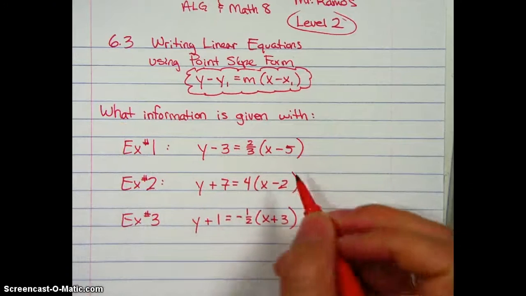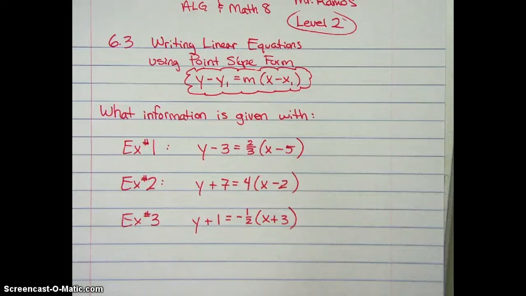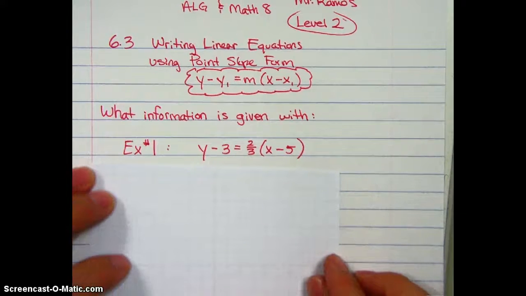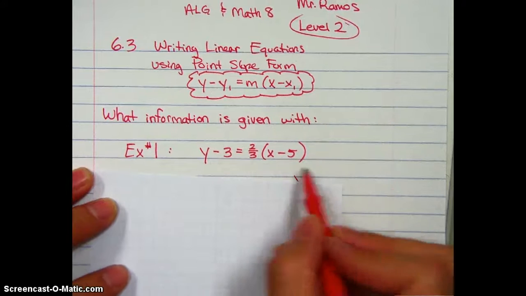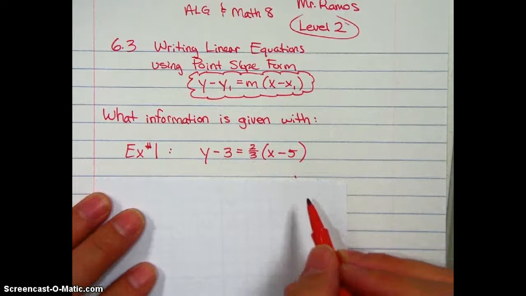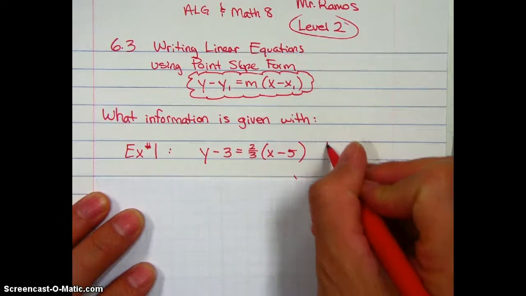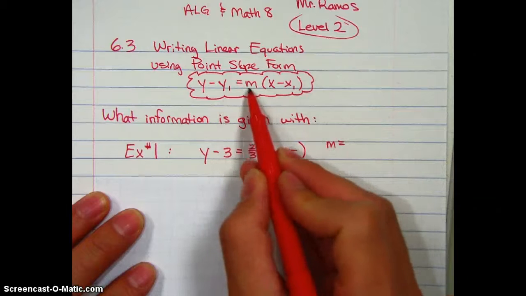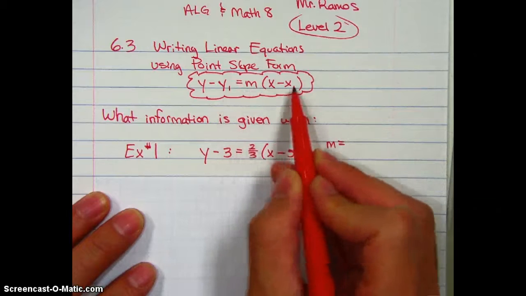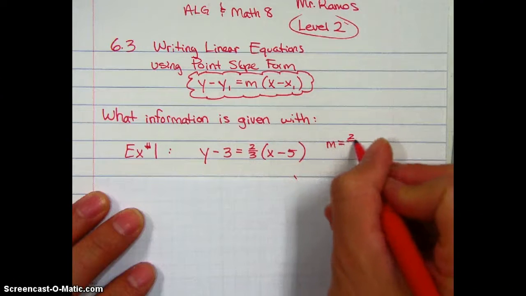So, for instance, on this first one, take a look at this first one. I noticed that it's in point-slope form. One thing I know right off the bat is I know what the slope is. The slope is going to be found right here, the m, right in front of the parentheses. So my slope is 2/3.